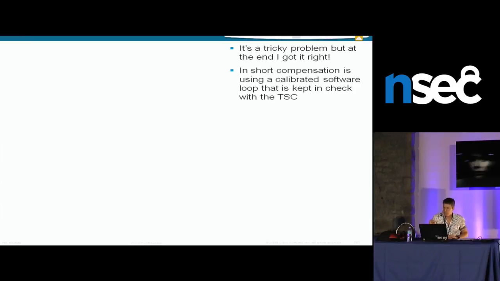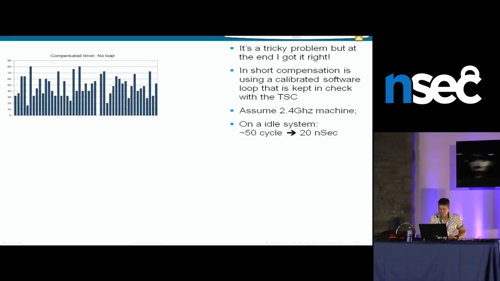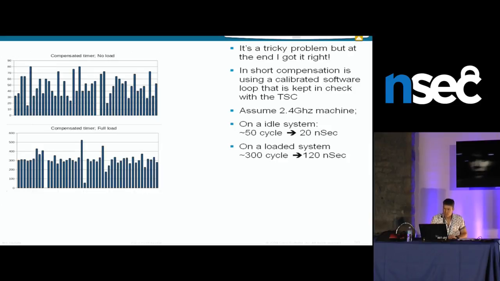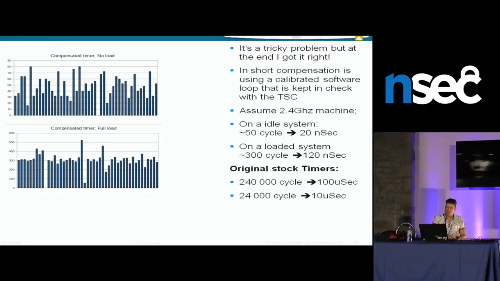In short, the compensation algorithm uses a calibrated software loop that is kept in check at every single point in time with the TSC. This is the result I got. On my 2.4 gig machine, on an idle system, the jitter on my timers is in the order of 50 cycles. On a loaded system, it goes to 300 cycles. If you compare that with the stock implementation, which gave 240,000 cycles, best case 24,000 cycles, that was way out of bounds.